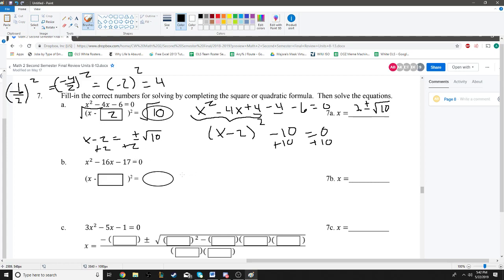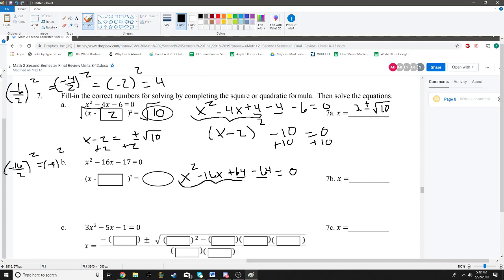Okay. Next thing, I'm going to set up x squared minus 16x plus blank minus blank equals 0. And we're going to do negative 16 over 2 squared, which is negative 8 squared, which is 64. So 64 here, 64 here.